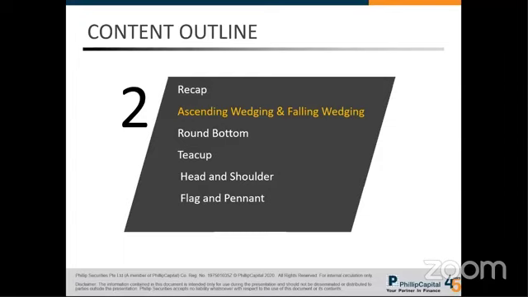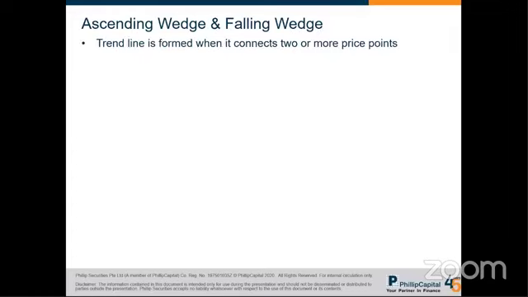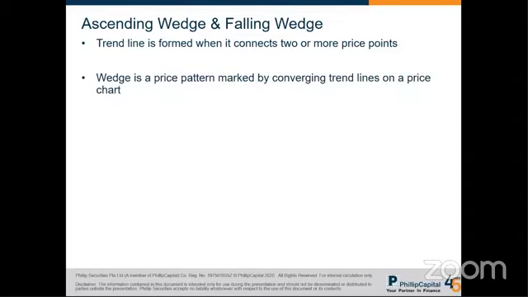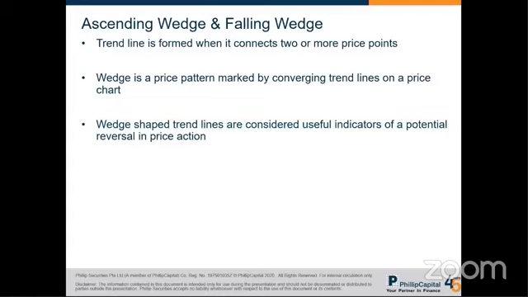First, we'll talk about ascending wedges and falling wedges, round bottom, teacup, head and shoulder, and flag and pendant. So ascending wedges and falling wedges is a trend line formed by two or more price points. Wedges is a price pattern marked by converging trend lines on a price chart. I think if we talk about all this, you may not understand. So maybe anyone want to make a guess what we would call this?